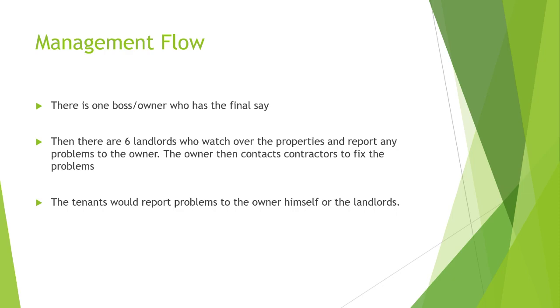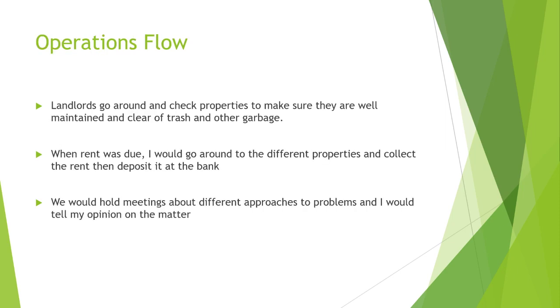The tenant can oftentimes skip the middleman if they know the owner very well or if they've known him for a long time. They can skip the landlords, and they have his number and they'll just text the owner and he'll get on it right away. He'll call the contractor or the electrician or the plumber or whoever it is to go sort out whatever problem the tenant runs into.